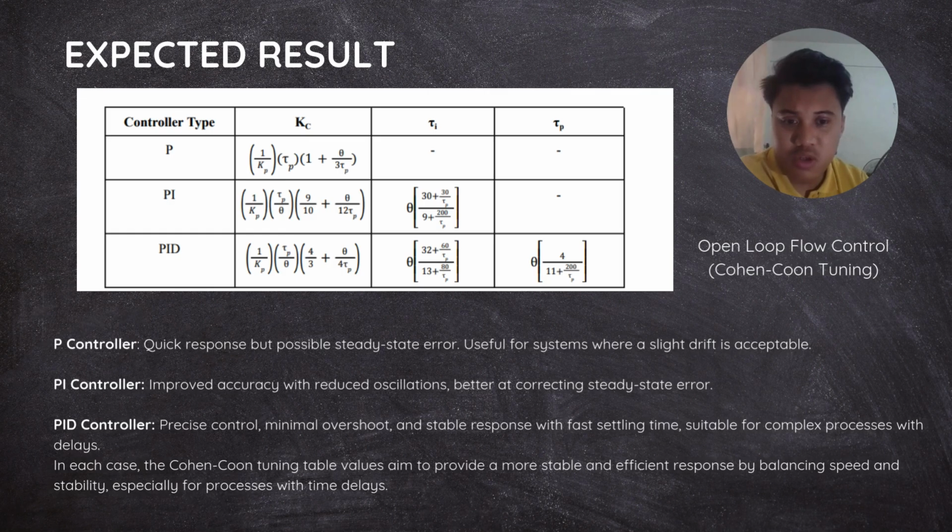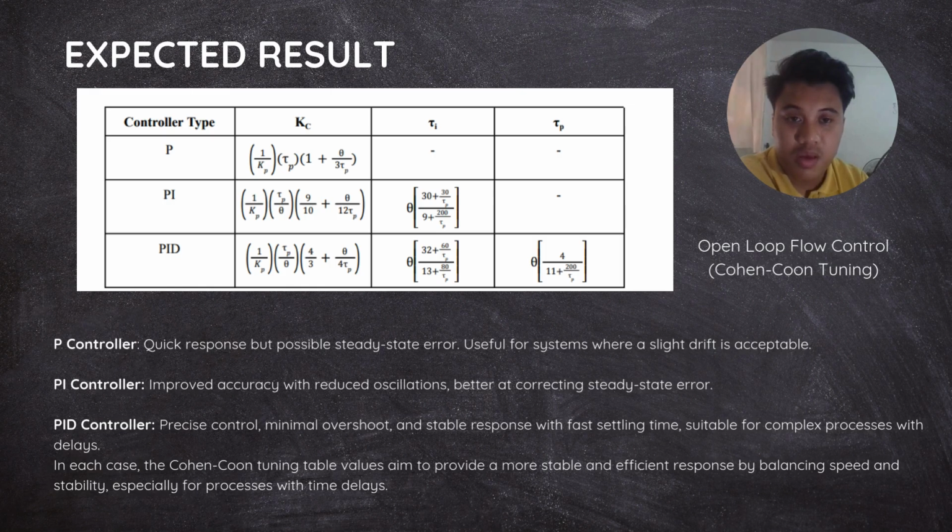For the PI controller, for the response, the system will now handle the steady state error more effectively, bringing the output closer to the set point without drifting. For the oscillation, it should have reduced oscillation, and the integral action will help prevent persistent error over time.